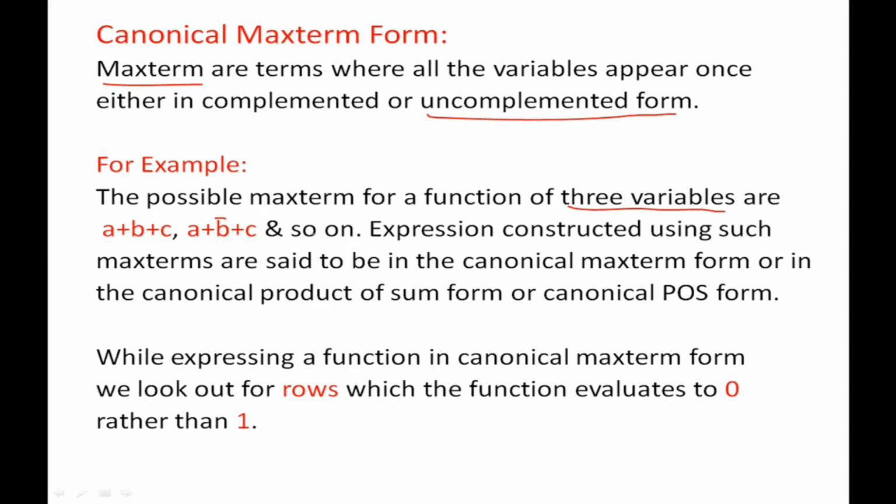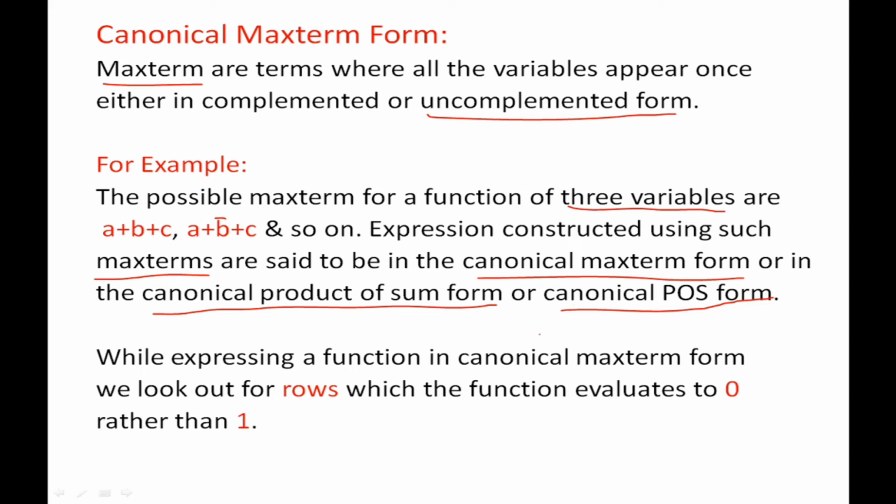Okay, and so on. So these two terms are called the max term. It is the product of sum term. Okay, understand it. The expression constructed using such max terms is said to be in the canonical maxterm form or the canonical product of sum form, or canonical POS form.